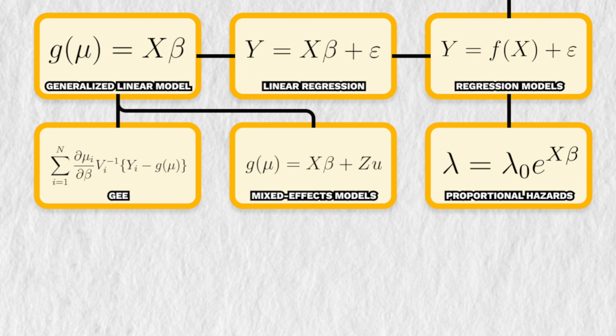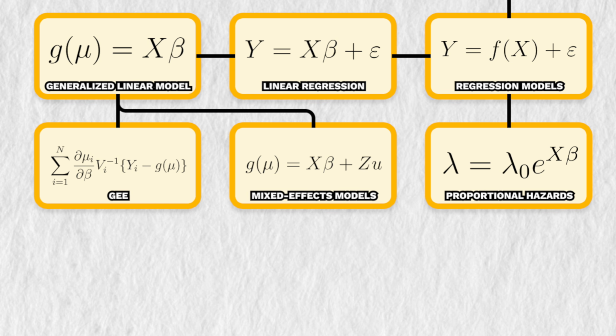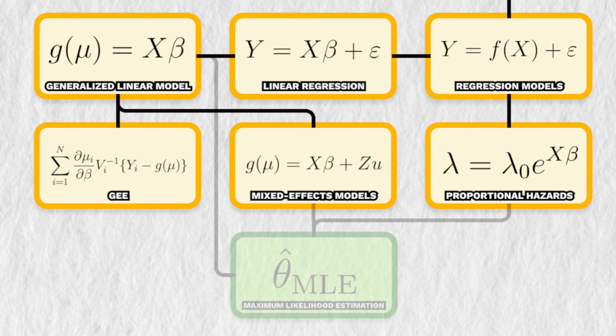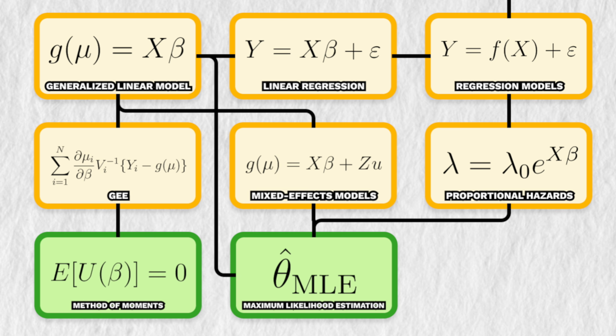I mentioned earlier that hypothesis testing plays a significant role in regression analysis. This brings up the question of the sampling distribution for the estimates for these models. Besides the GEE, all of these models get their sampling distribution from maximum likelihood theory. If you're curious, the GEE also has an asymptotic normal distribution, but it's derived from a different method.